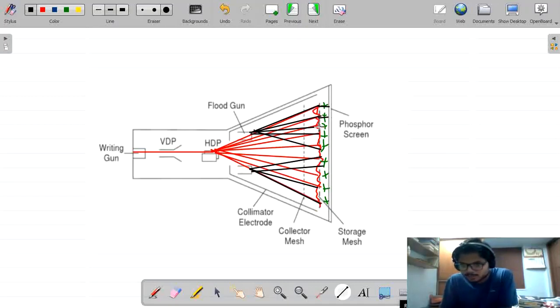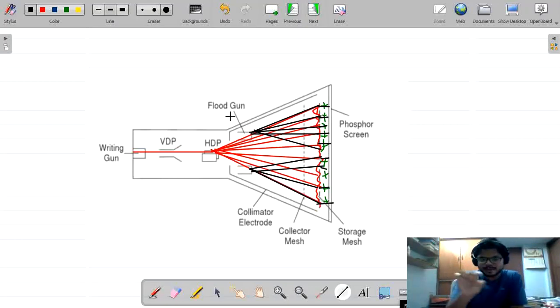So at this point, our beam or our light is going to touch the phosphor screen in this format. Until the flood gun is active, this is continuous. So in this format, until the flood gun is active, we can store the information on the screen for a long time. Once the flood gun is removed, now what will happen?